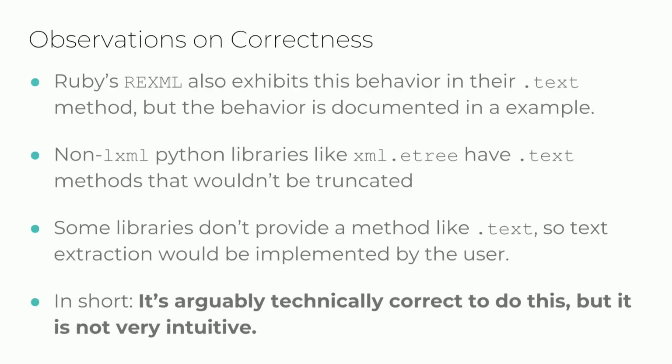Maybe another perspective you may take on correctness is whether a language ecosystem is consistent. Other Python libraries like Python's XML tree has a .text method that would ignore the comment and return the full inner text. This is not what LXML does, despite the APIs being very similar. So at best, you could probably argue that this behavior is technically correct, but technical correctness may not be intuitive, and unintuitiveness may be harmful.